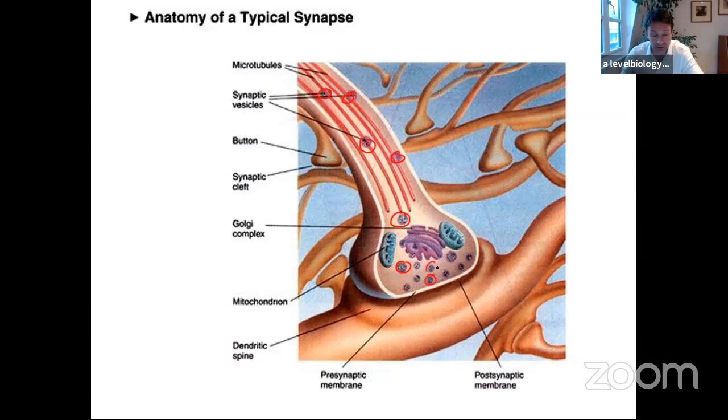The vesicles are full of neurotransmitter. We've got lots of mitochondria to produce ATP to power the exocytosis and to power the reconstruction of the ethanoic acid and choline back into acetylcholine after you've had an action potential.